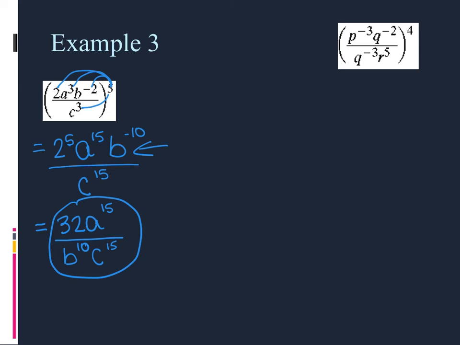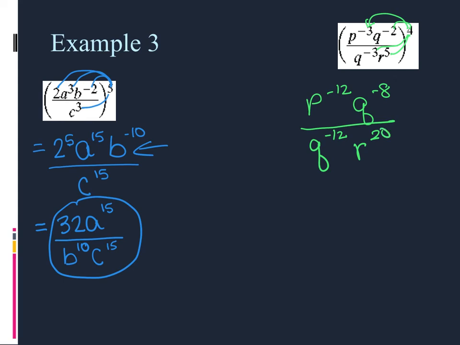And for the last part of example 3, I'm going to follow the exact same process. So here I have a 4. I need to distribute that onto the p. So that gives me p to the negative 12th. I'm going to distribute that onto the q. So now I have q to the negative 8th. Divided by, I'm going to distribute 4 onto the bottom. So here I have q to the negative 12th. And then I distribute that 4 onto the r. So now I have r to the 20th.